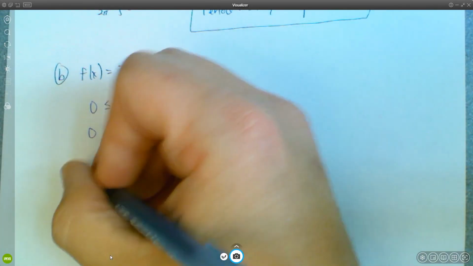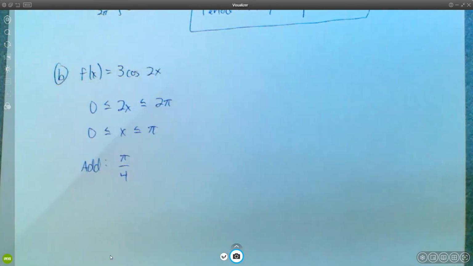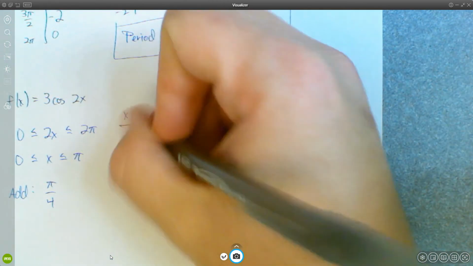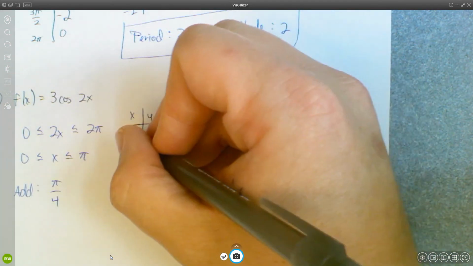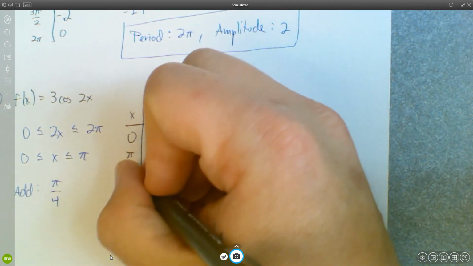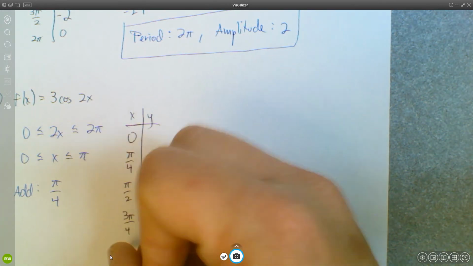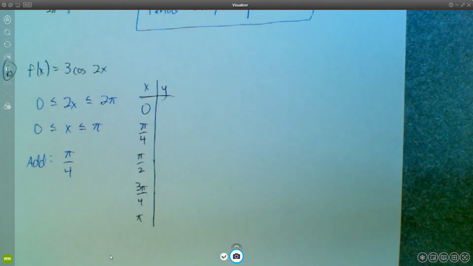We need to divide the period by 4 to figure out what to add. So we're going to add pi over 4 when we make our table of values. So we're going to start at our starting point 0 and then add pi over 4. And again, and again, and again. Okay?